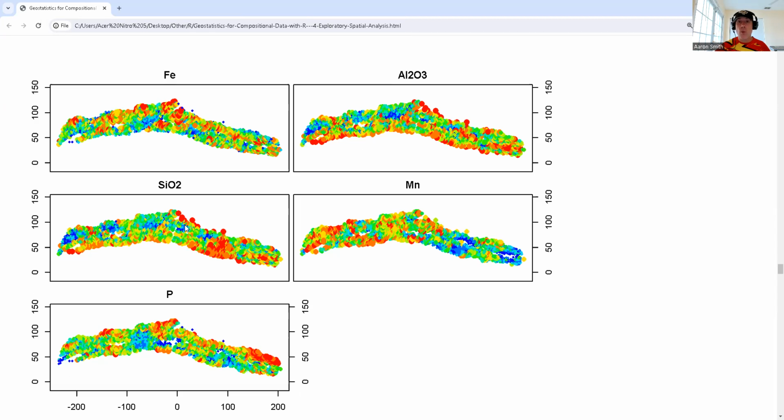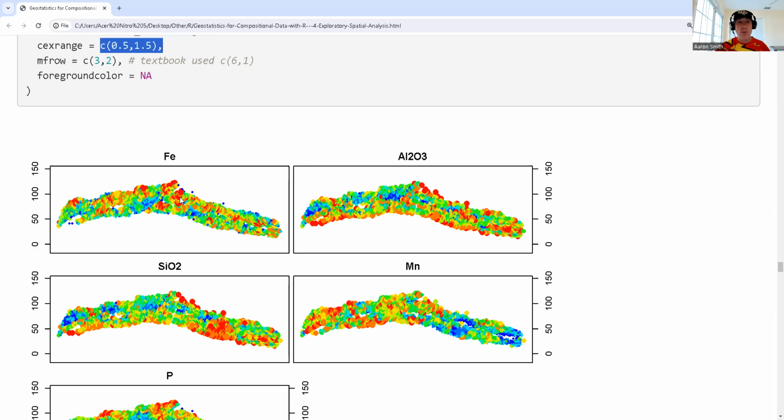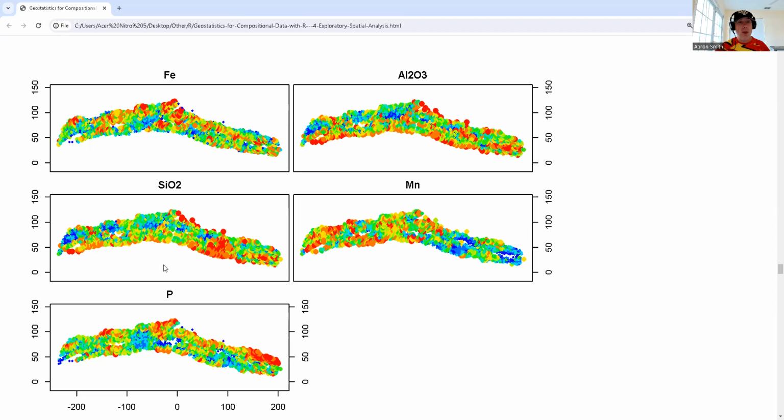And I'm sticking with what the textbook did. The textbook varied the plot size, the cex range. And so now we pretty much reached the same conclusions on this particular map. You'll notice that the composition residuals disappear because the ratio of the composition residual with itself is always 1, and the logarithm is always 0. So there's not really much to talk about because it's just a constant color across the entire map. So the R package just goes ahead and skips it.